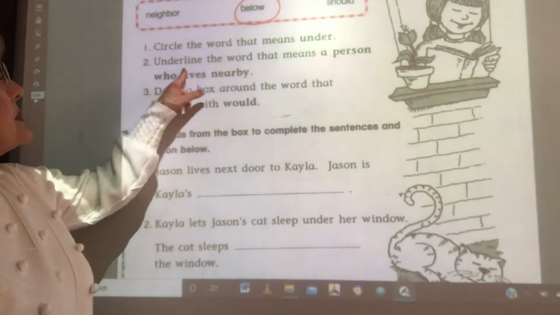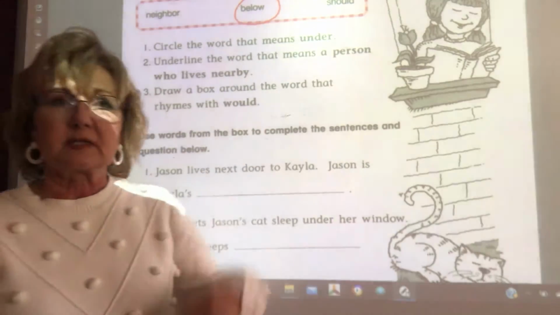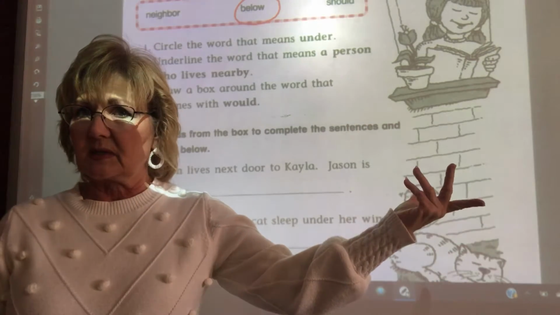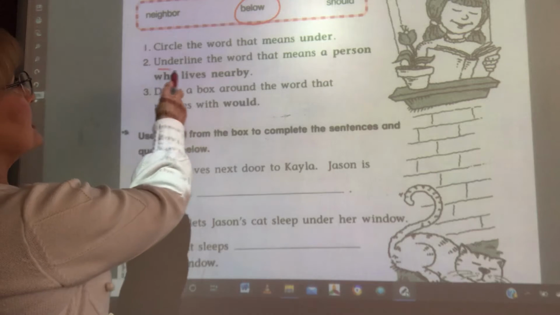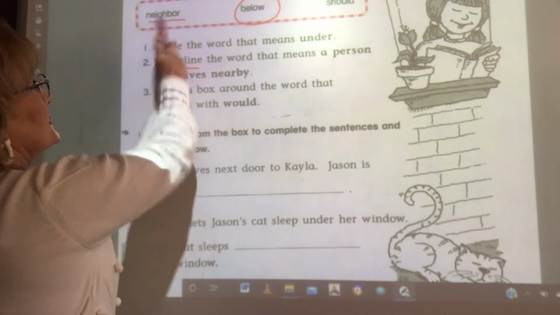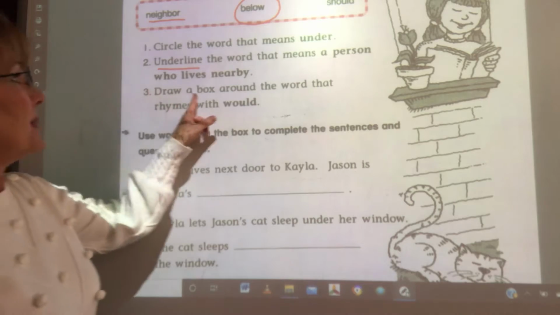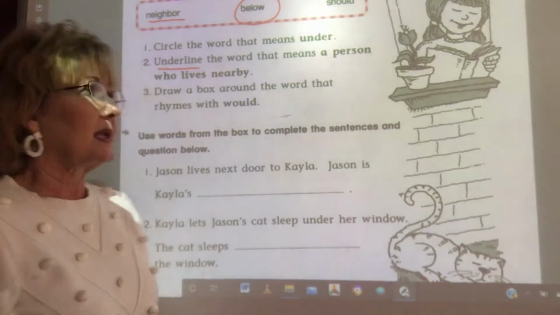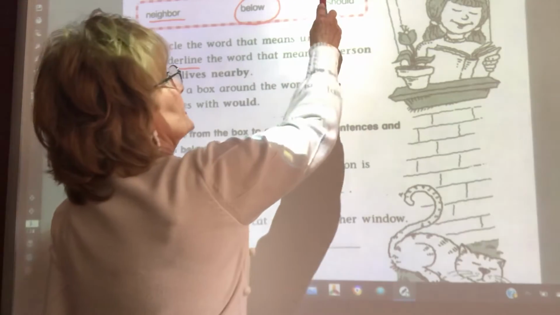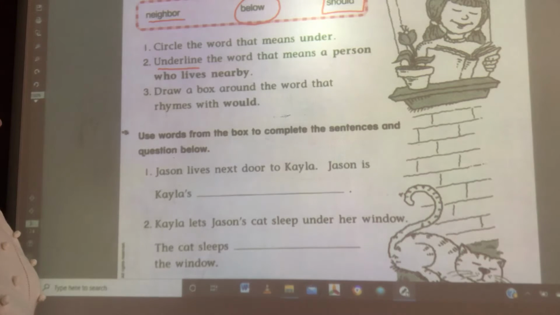Number 2, underline the word that means a person who lives nearby. So the person who lives in the house next door to you is your neighbor. Good, that was an underline. So underline neighbor. Number 3, draw a box around the word that rhymes with would. There's only one word left, would, should, could, would. And then you do a box around it, okay?